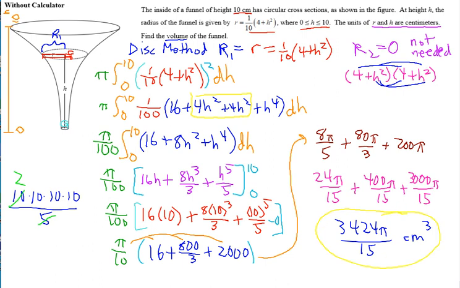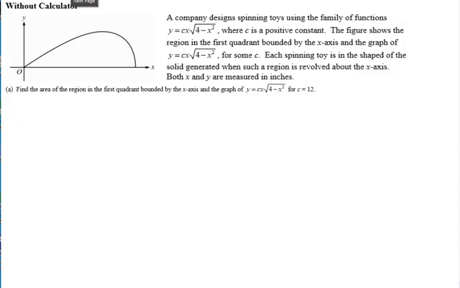All right, let's take a look at another real-world application one. Similar idea, but it's a little different in how it's worded and what they ask for here. So it says a company designs spinning toys using a family of functions, y equals cx square root of 4 minus x squared, where c is a positive constant. So c may look like a variable, but we have to remember it's a constant throughout the problem. And so they could put different numbers in for c as a positive number, and you'd get different designs for these toys here.